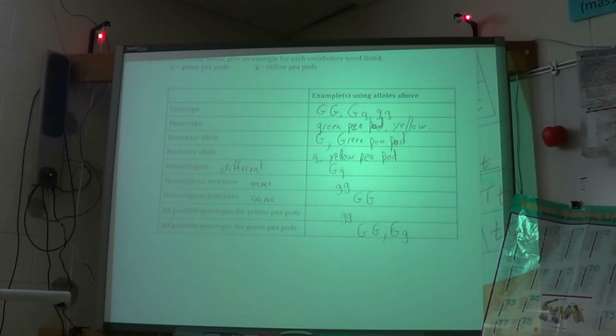If I see a yellow pea pod, do I know the genotype? What are all the possible genotypes for a yellow pea pod? Little g, little g, right? Yes, I know the genotype has to be little g, little g, because that's the only combination that lets us see yellow. Okay, so this is using the vocab to apply it, going back and forth. Questions about that before we go through a Punnett square or two together?